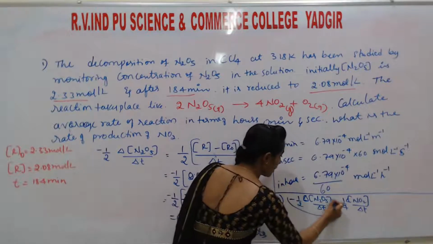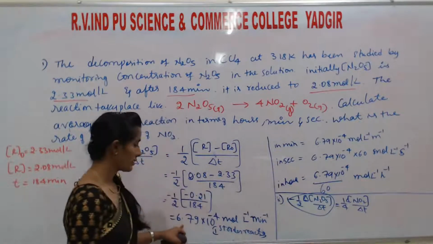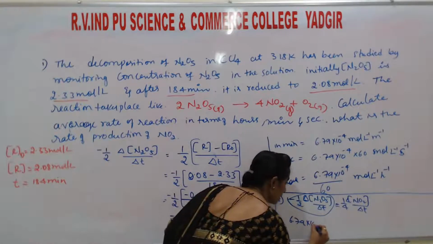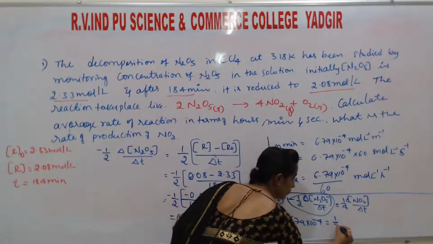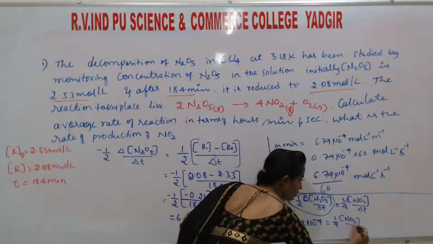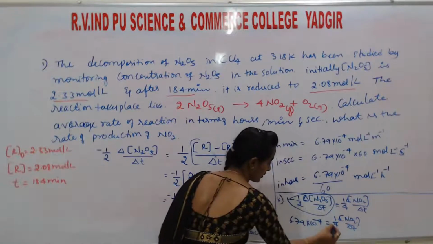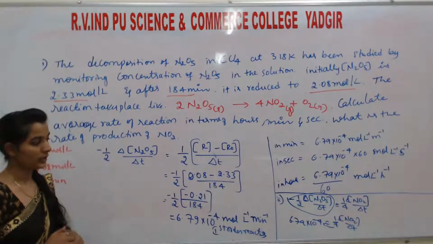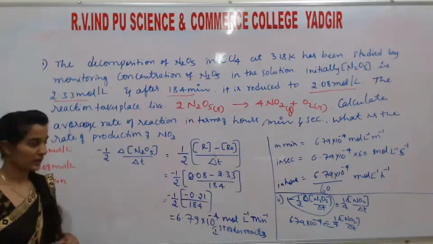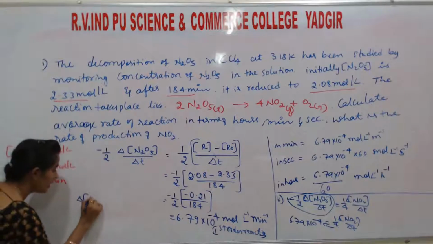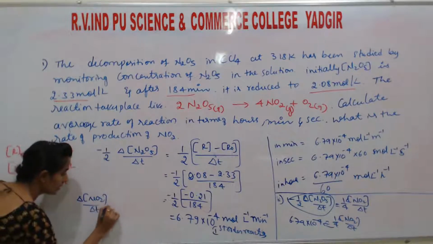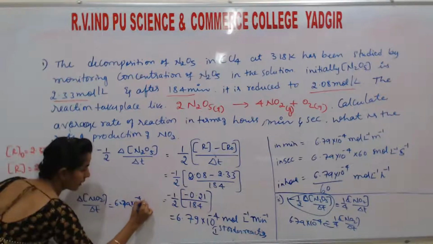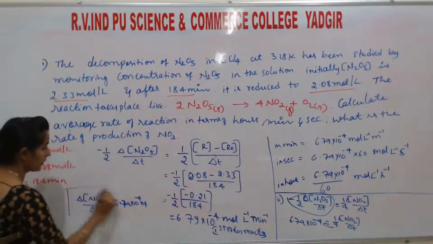Okay. This complete value is 6.79 into 10 power minus 4. So 6.79 into 10 power minus 4 is equal to 1 by 4 times delta NO2 by delta T. So if it is cross multiplied, you will get the formation of NO2 by delta T. Understand? So I write here delta NO2 by delta T is equal to 6.79 into 10 to the power of minus 4 into 4. You will get the answer.